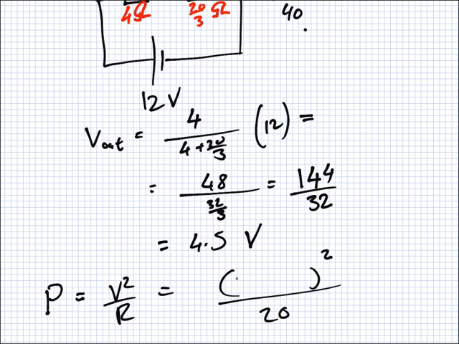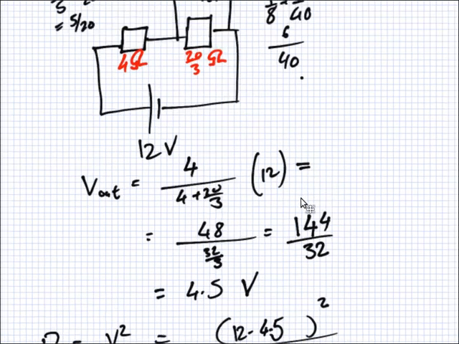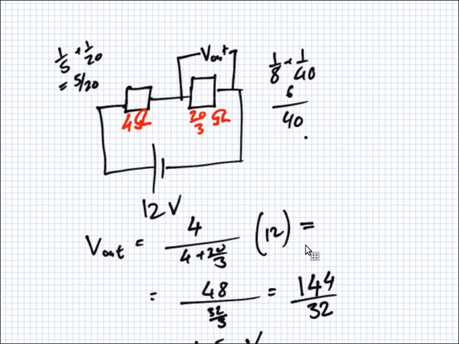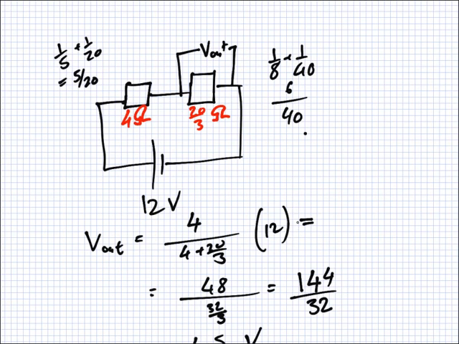So it has to be 12 minus 4.5. Yeah? Why is it 4 over 4 plus 20/3? Because we are looking for the V out, right? But the 4 is the... I think the 4 is R1. And the 20/3 is R2. Yeah, but we are looking for the V out. And I hope I got this right.